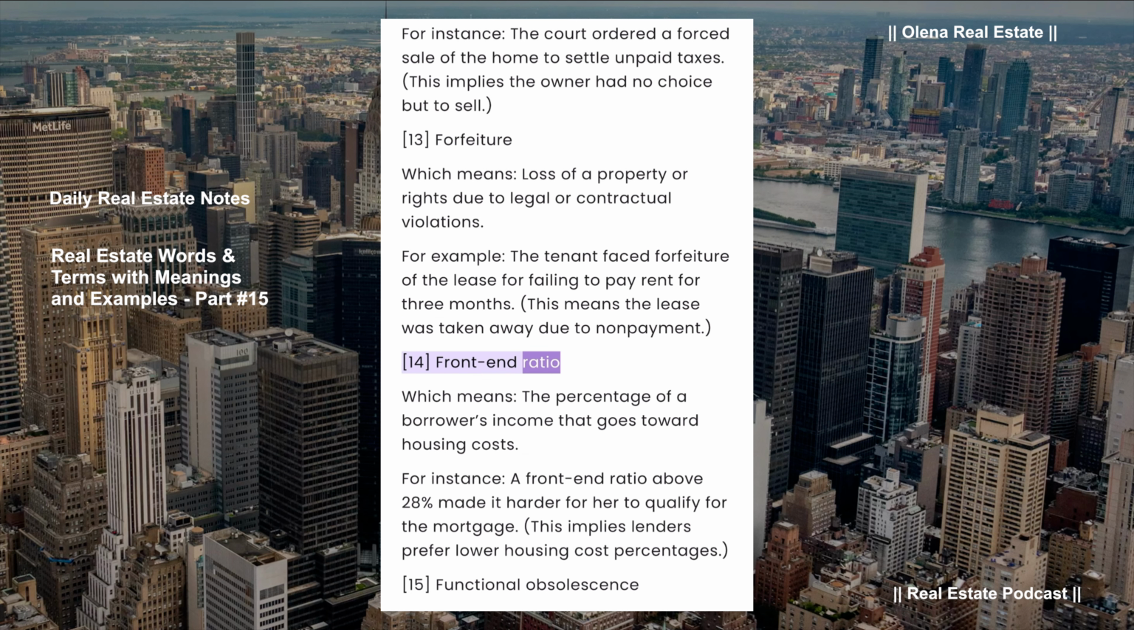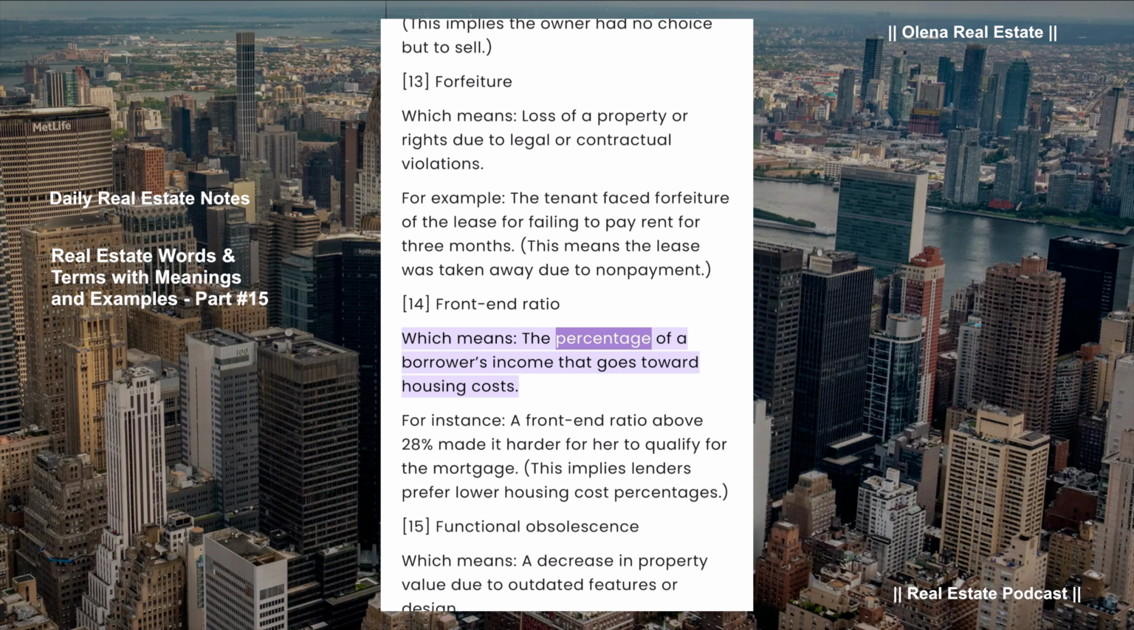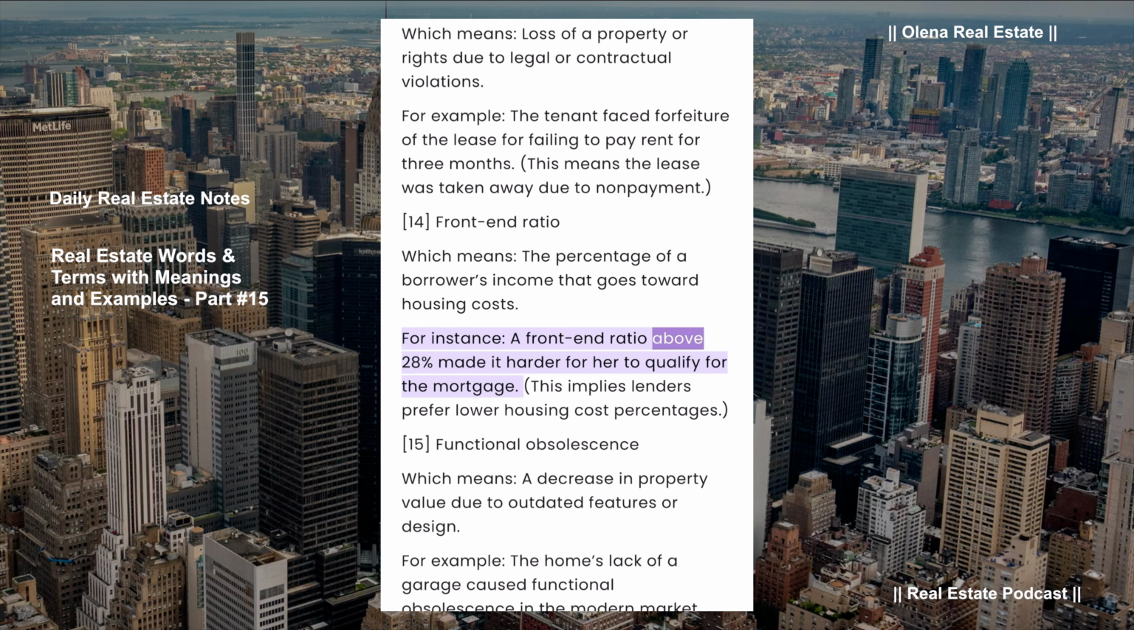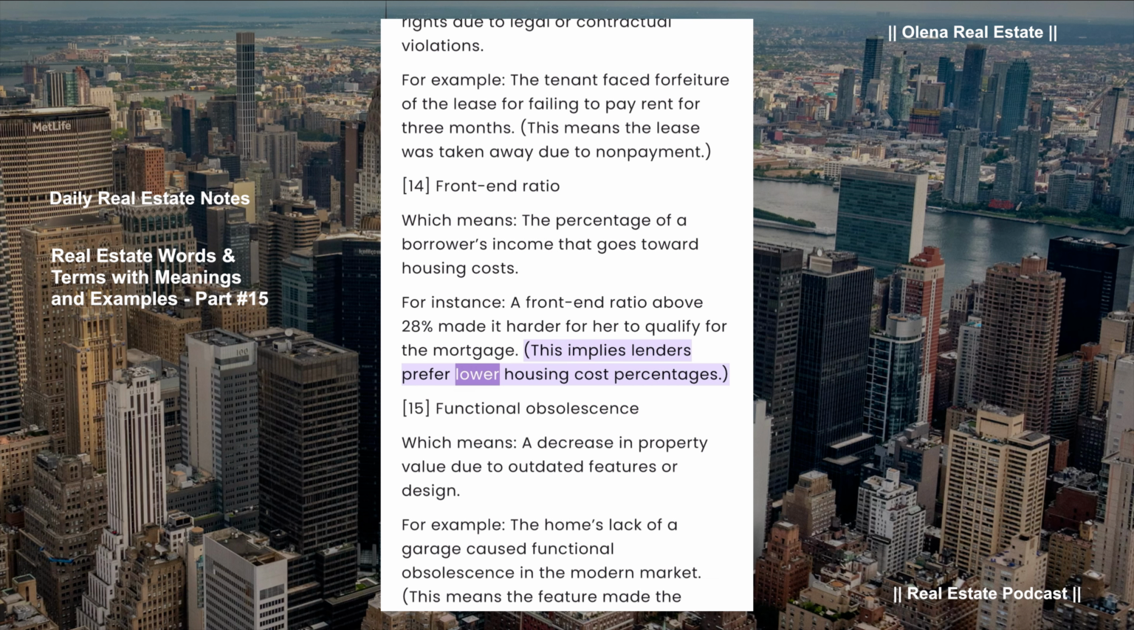Front-end ratio, which means the percentage of a borrower's income that goes toward housing costs. For instance, a front-end ratio above 28% made it harder for her to qualify for the mortgage. This implies lenders prefer lower housing cost percentages.